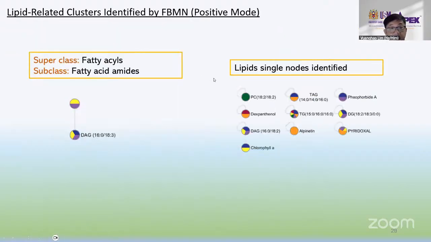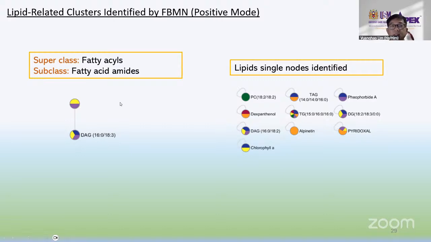So moving on to other lipids. In addition to glycerolipids, we identify some fatty acids and several lipid metabolites. Some appeared as isolated single nodes, suggesting probably unique chemical structures that did not cluster with other lipid families. These unique metabolites may represent novel compounds, probably, I'm not sure. It could be that they are worthy of future structural elucidation. So this is the one that has a single node.